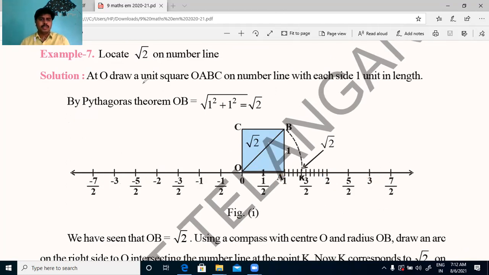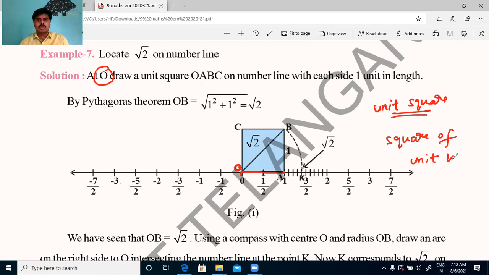Okay. Then consider this 0 as a point O, and this is A, and draw a unit square. What is meant by a unit square? A square of unit length; unit means nothing but 1. This is called 1 unit, right? This is 1 unit, and this is 1 unit, and this is 1 unit. The distance between all the numbers is 1 unit, right?